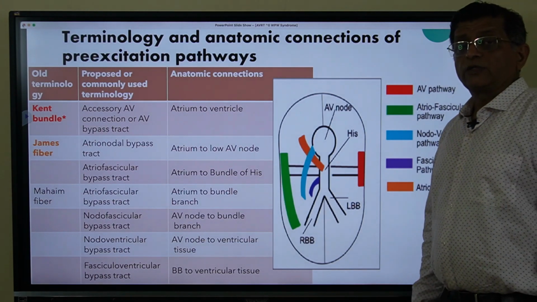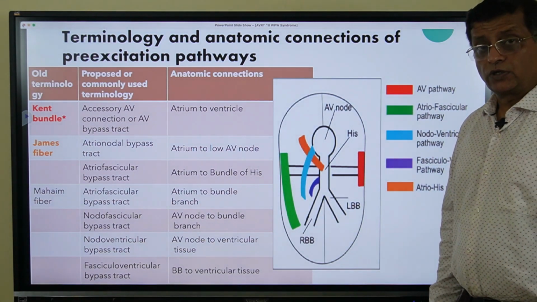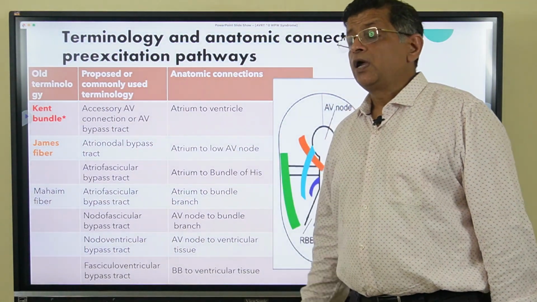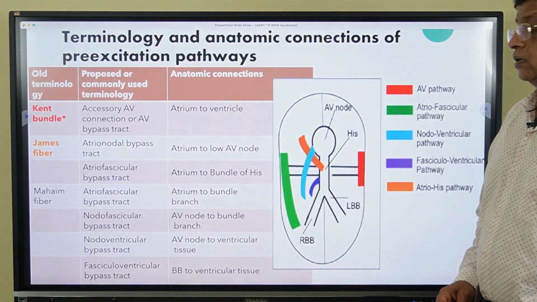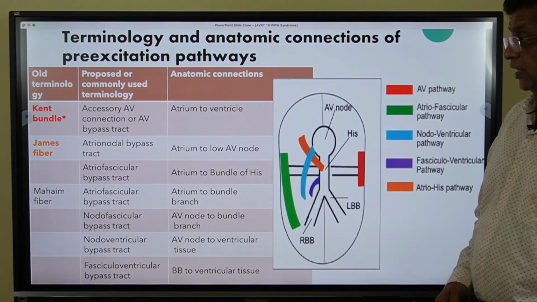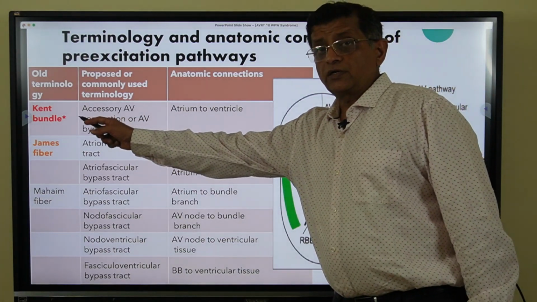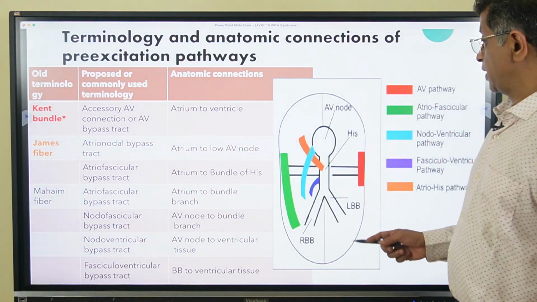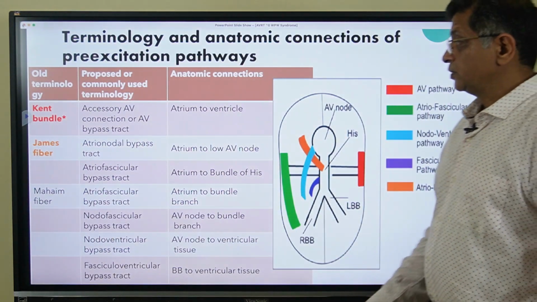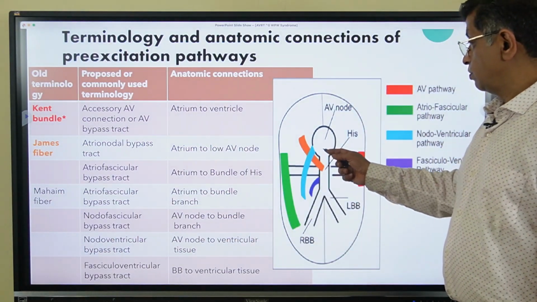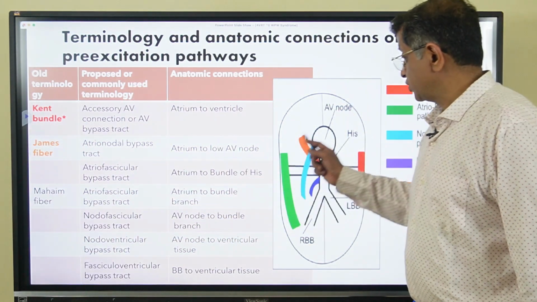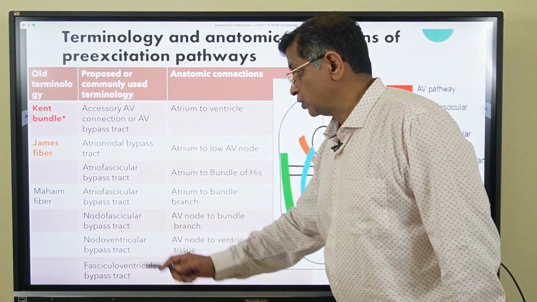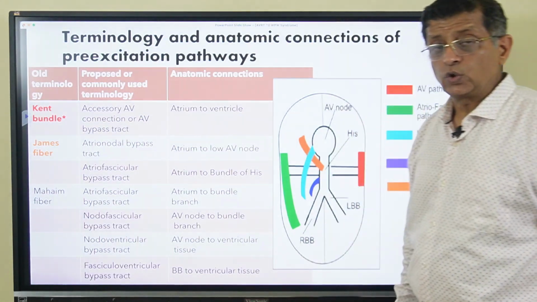The terminology of pathways has changed from what it was earlier. Earlier, pathways were named according to the people who described those pathways, but now the pathways are named according to the anatomical site. For example, what was earlier called Kent bundle is now called accessory AV connection or AV bypass tract, shown in red here. The James fibers are atrio-nodal fibers or atriofascicular fibers. Mahaim fibers are atriofascicular or nodofascicular or nodoventricular or fasciculoventricular.